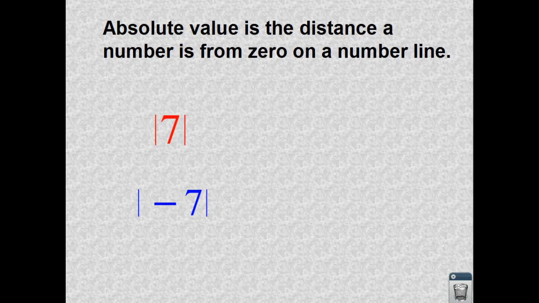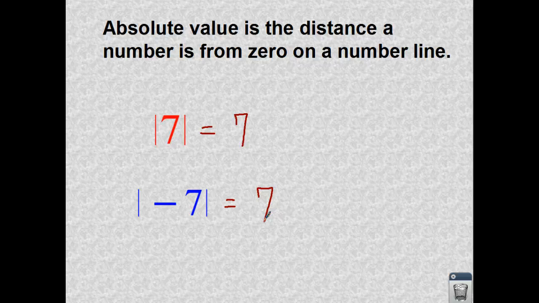Well, the absolute value of 7 is equal to 7 spaces away from 0. If I were to say, what is the absolute value of -7, you would have the same answer, because if you're looking at a number line, -7 is also 7 spaces away from 0.